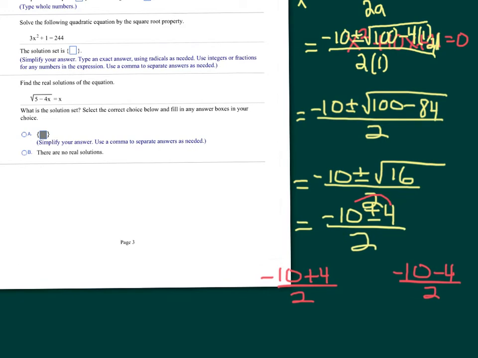Okay, negative 10 plus 4 is negative 6 over 2, which is negative 3. And negative 10 minus 4 is negative 14 over 2, which is negative 7. Okay, so we end up with two different answers there, negative 3 and negative 7.